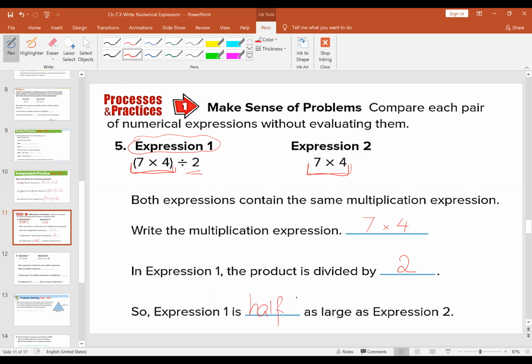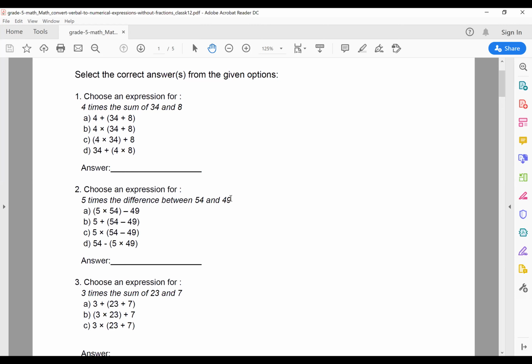Okay. Now, in the next part of the lesson, I'm going to solve more examples similar to the ones available in the book. Select the correct answer from the given options. Okay, what does it say? It says 4 times the sum of 34 and 8.